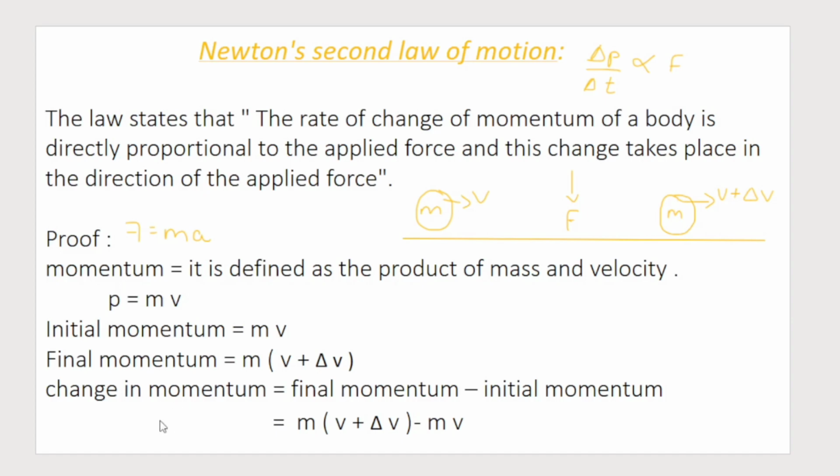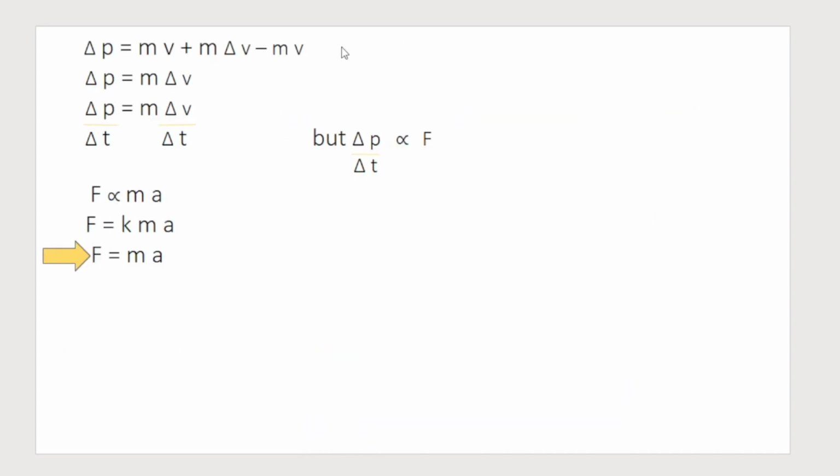The change in momentum here is delta p, and here we multiply the m inside and get delta p is equal to mv plus m delta v minus mv. Now we cancel out the plus mv and minus mv and get delta p is equal to m delta v. Now dividing delta p and delta v by delta t, we get delta p by delta t is equal to m delta v by delta t.